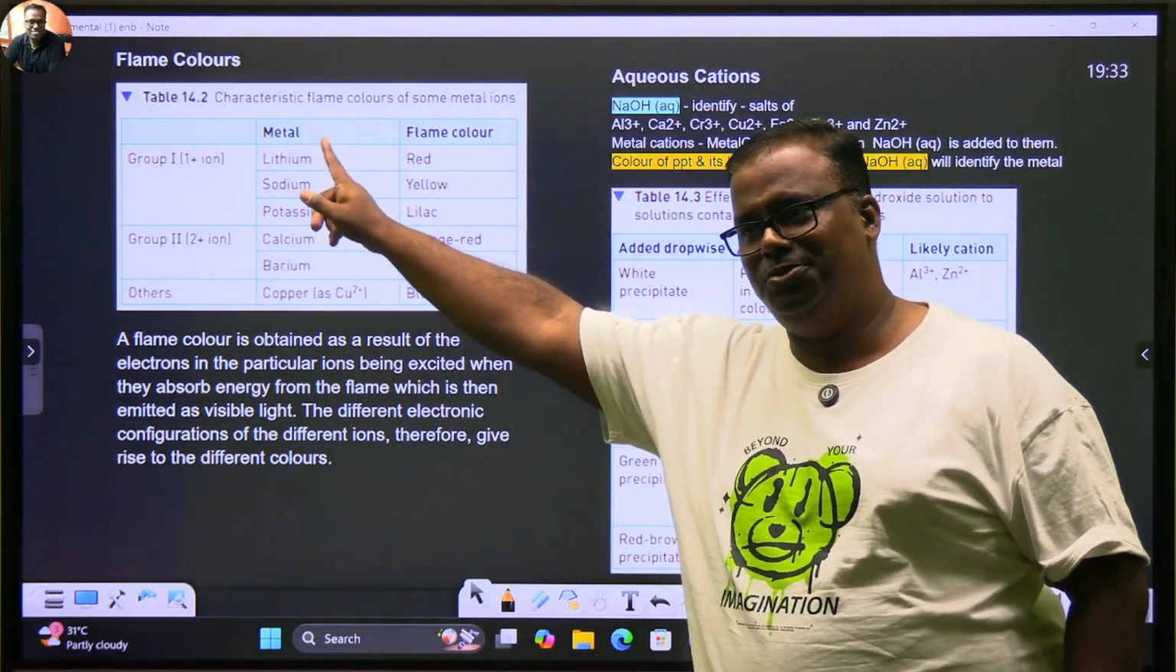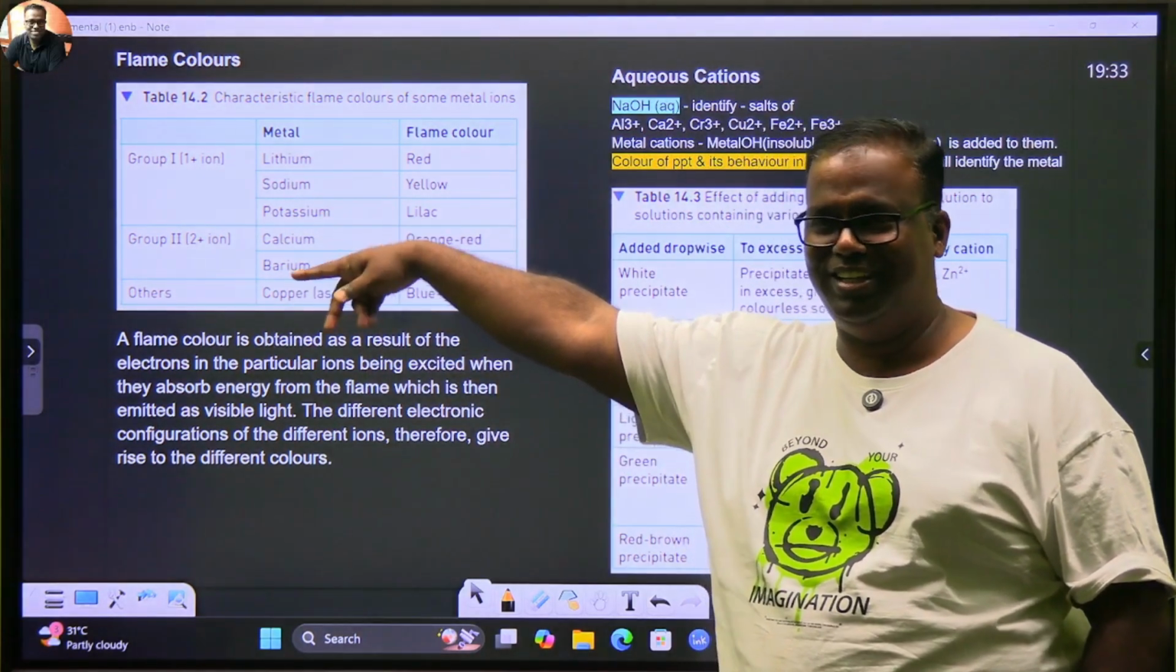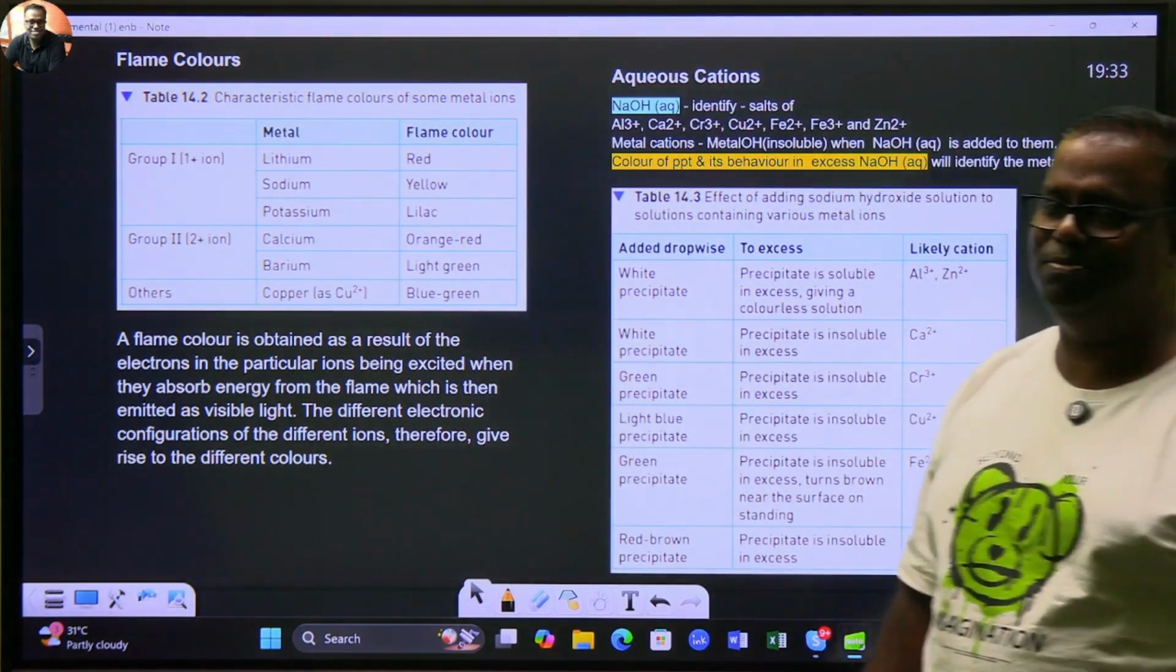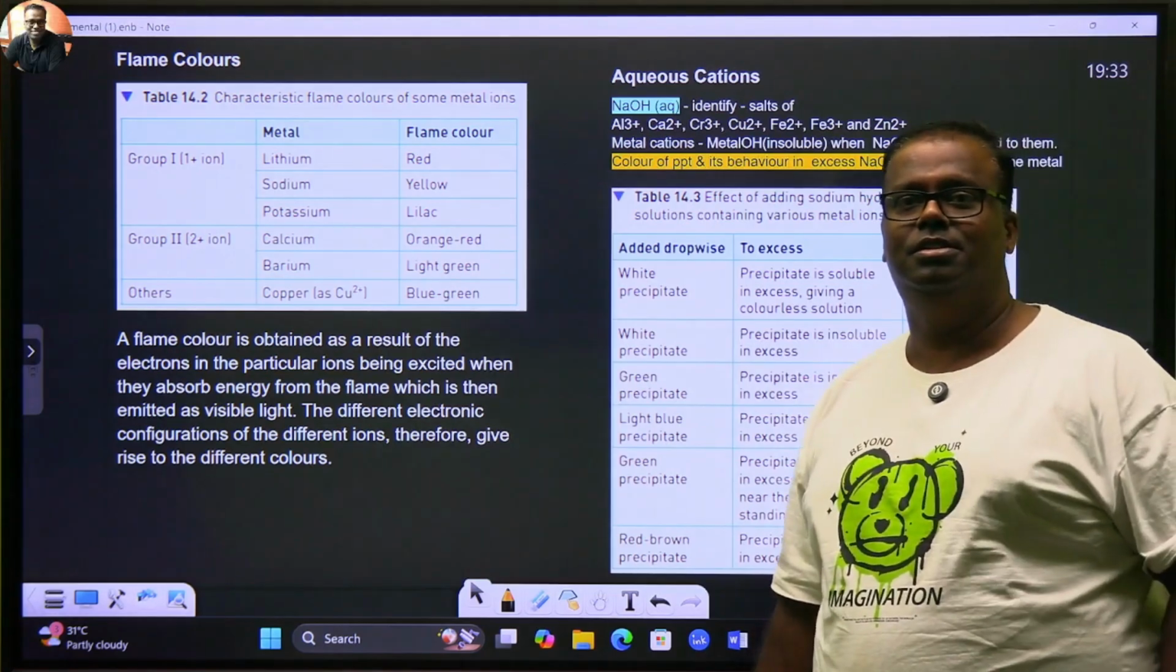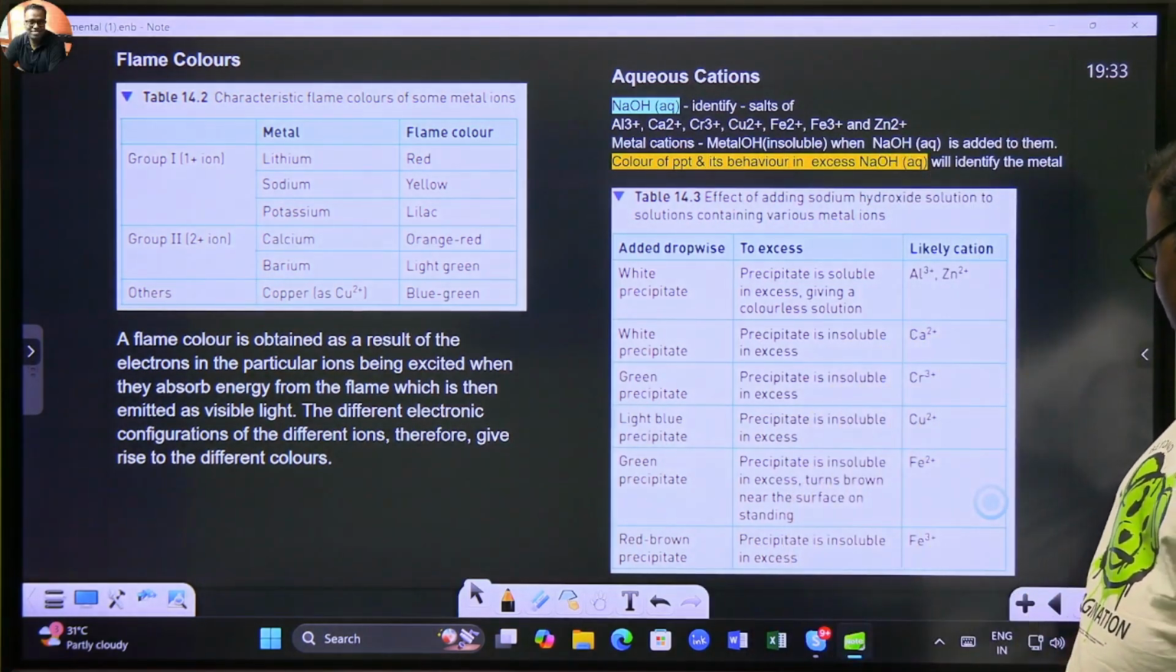Red, yellow, lilac. Don't forget this. Red, yellow, lilac. Lithium, sodium, potassium. It is easy. I go to the next.